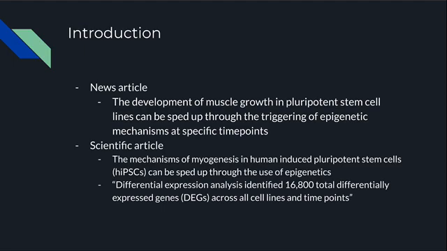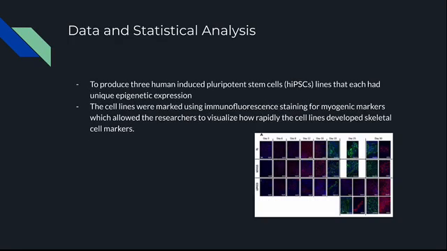Titled Temporal Mechanisms of Myogenic Specification in Human-Induced Pluripotent Stem Cells, the scientific article discusses the 3 cell lines used and specific genes which were targeted to produce the 3 cell lines. The scientific article uses 3 cell lines, which are labeled TL, SCVI15, and LEPCC3. These 3 cell lines were marked with immunofluorescence staining for myogenic markers.